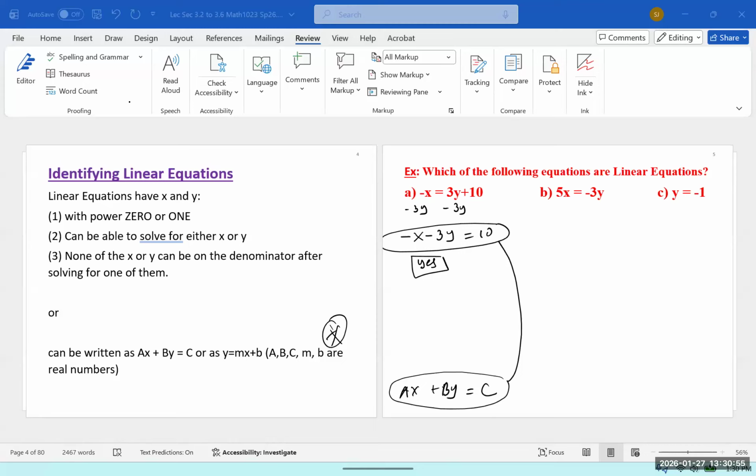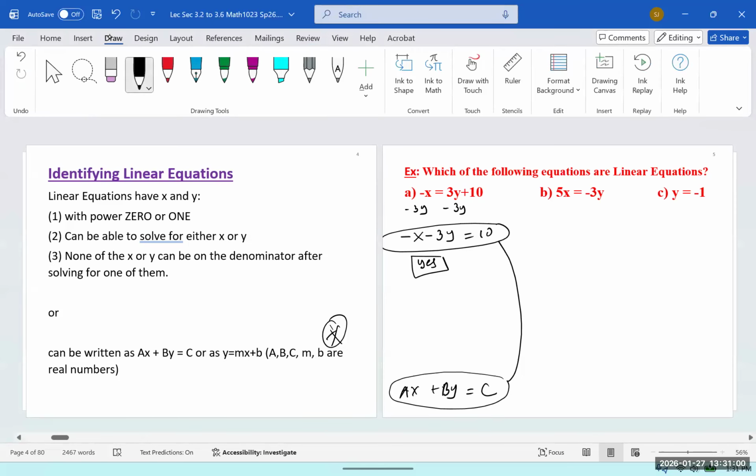Or you can look for the characteristic. The characteristic says x and y have to have 1 or less than 1 degree. So our x has 1 power, y has 1 power. Our first condition is satisfied. Then the second one says we should be able to solve for either one of the variables x or y. So yes, we can solve for x.